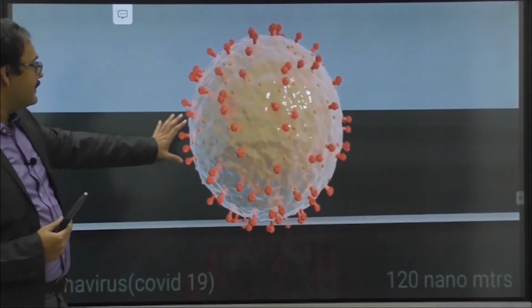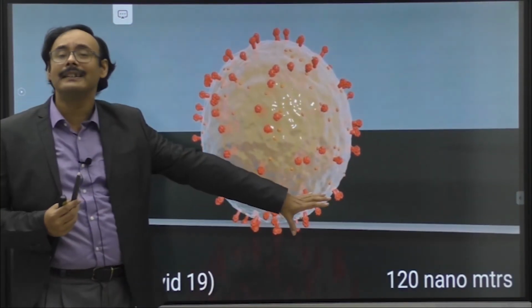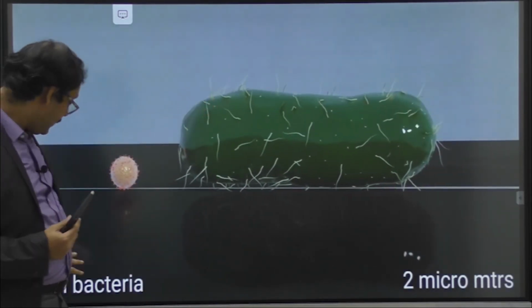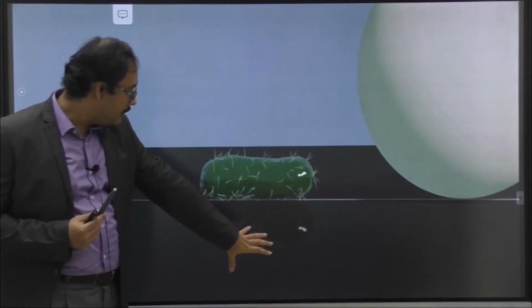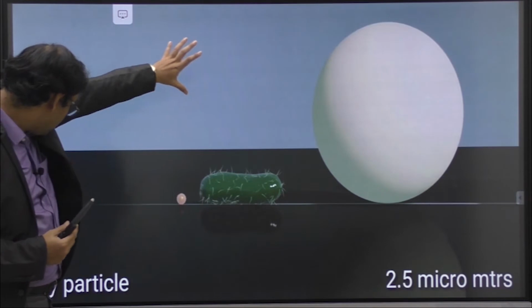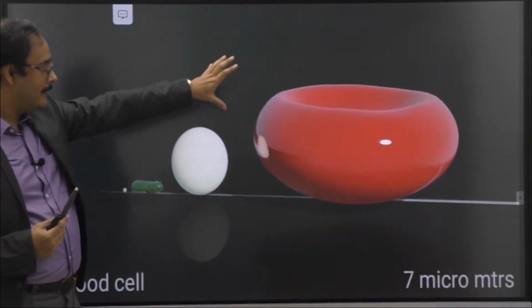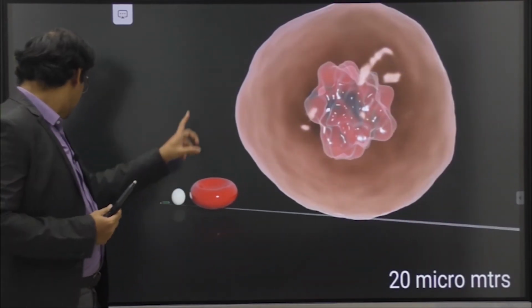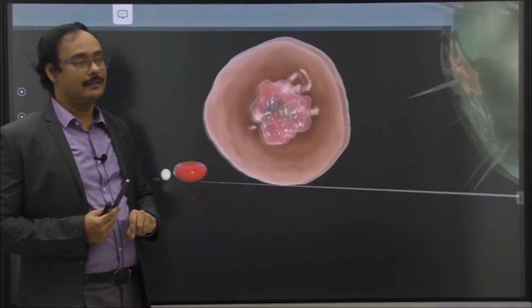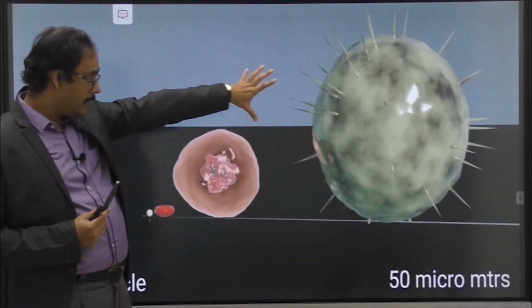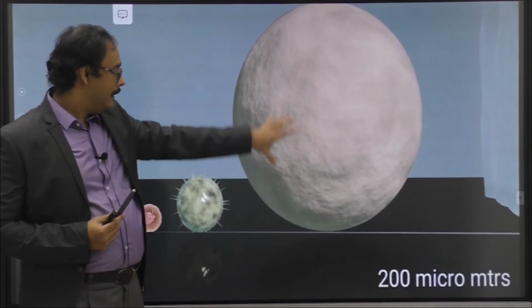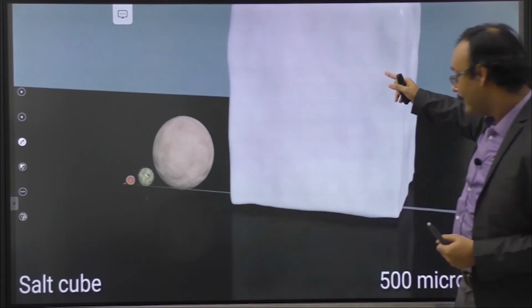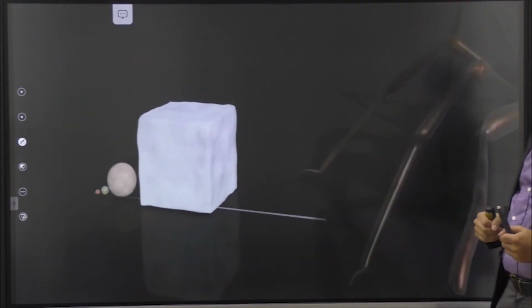So your coronavirus essentially is about 120 nanometers in diameter. With respect to a bacteria, this is E. coli bacteria, it's around 2 micron. With respect to clay particle, it's around 2.5. This is your red blood cell, which is 7 micron. This is skin cell, which is 20 micrometer. This is pollen particle, which is 15 micrometer. This is a grain of sand that you have. And this is your sodium chloride, salt cube, it's 500.